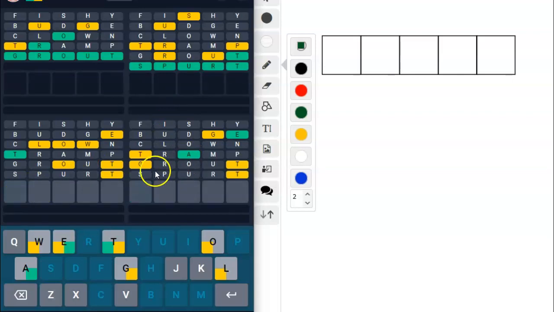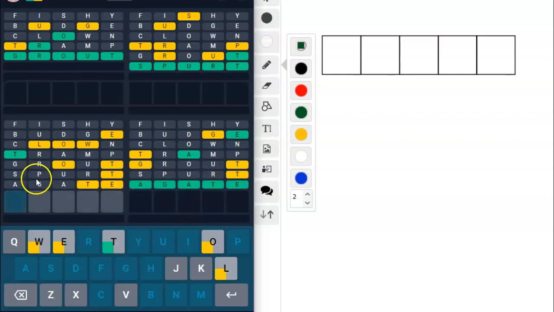Let's look at this. Want it to be great, but we can't use the R. And the G doesn't go there. It has to go there. Agate. A-G-A-T-E. A could go there. A goes there. E goes there. G could go there. And T could go there. Yeah, it's agate. All right.